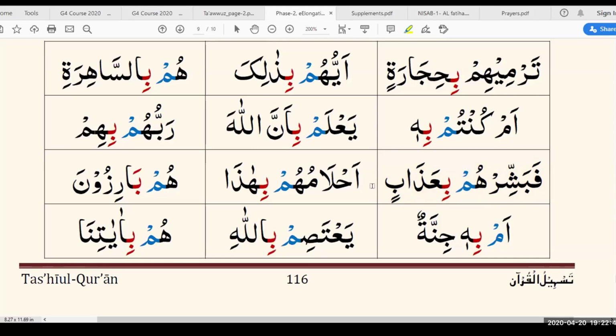Next one. أحلامهم بعذاب. Sorry. You can try again. That's okay. أحلامهم بهذا. Okay, so in the end you can see that there is this alif, and this is an alif of elongation. So we will be prolonging it because it is preceded by a fatha. Okay, the dal has a fatha.